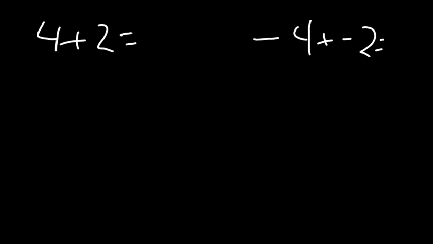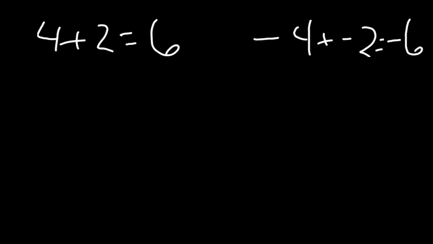Adding and subtracting integers. Integers are positive and negative whole numbers. So 4 plus 2 is 6. Negative 4 plus negative 2 is negative 6. That makes sense. So the rule is when you have two positive numbers and you add them, you get a positive number, and all you do is add.